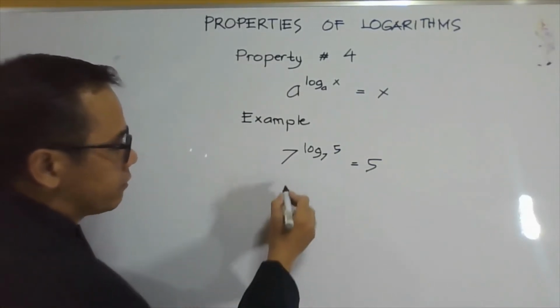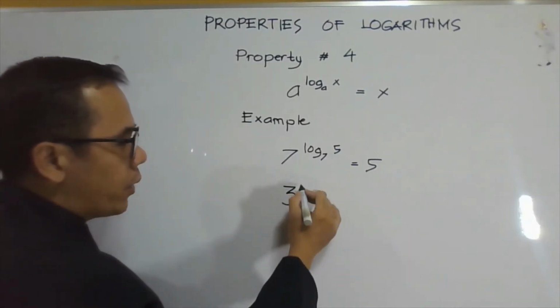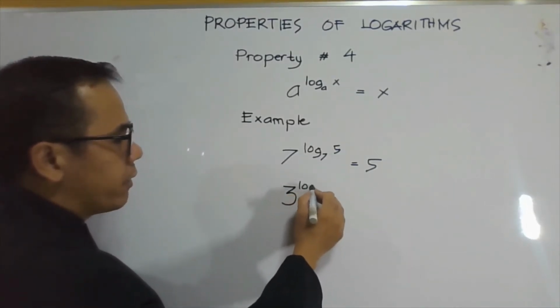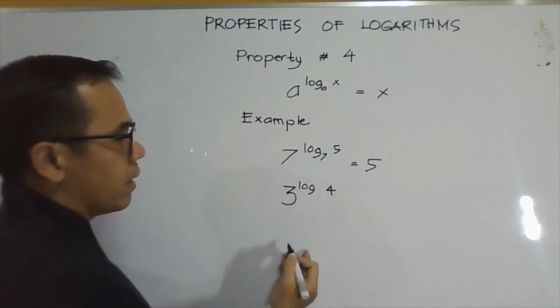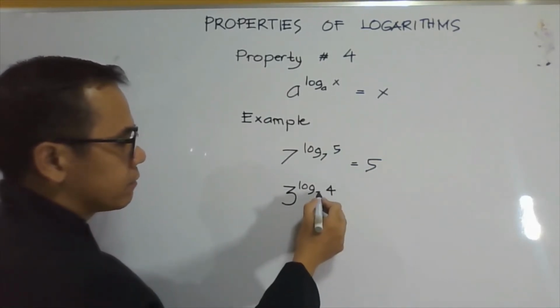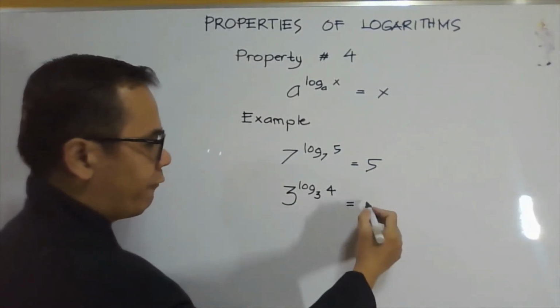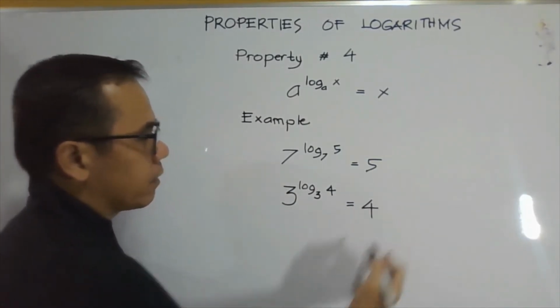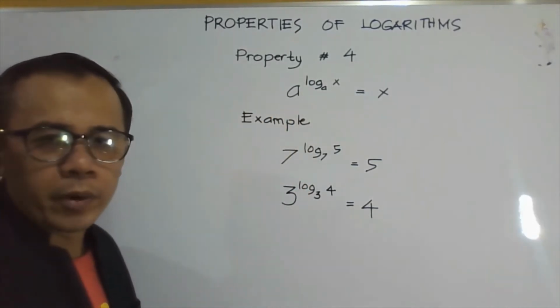Another example, 3 raised to the power of the logarithm of 4 base 3 is equal to 4. So this is property number 4.